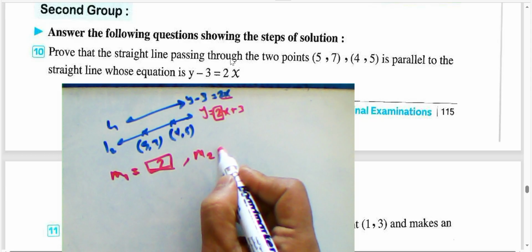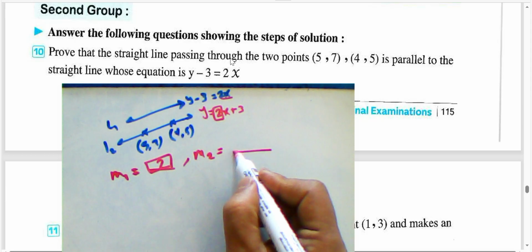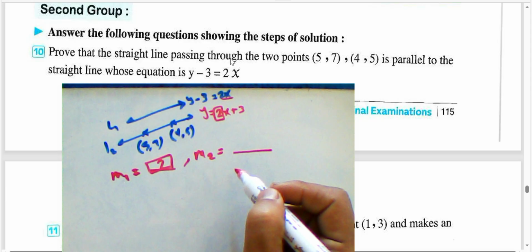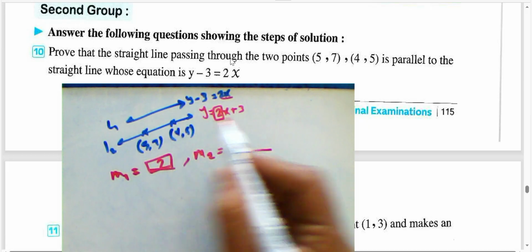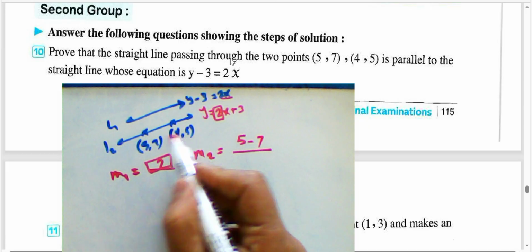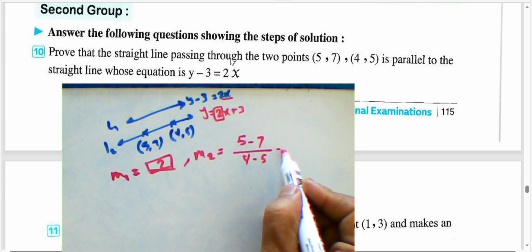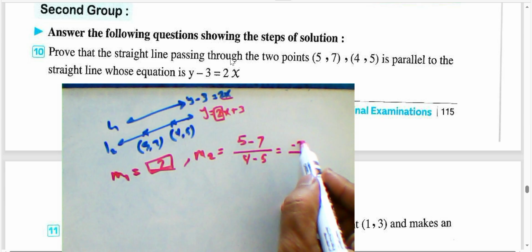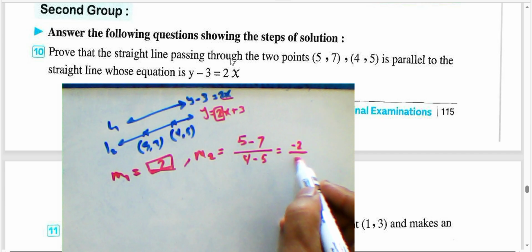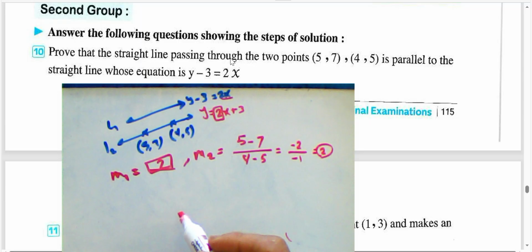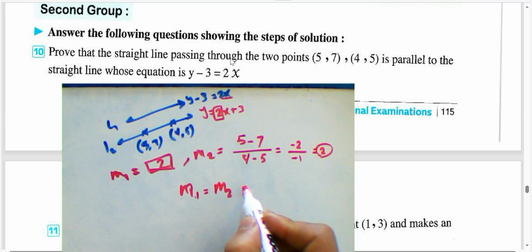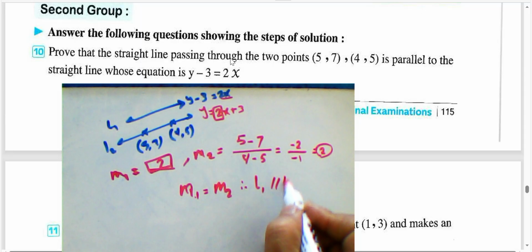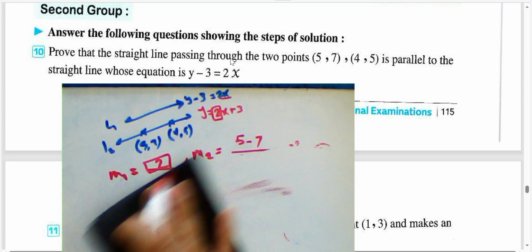And slope number 2, we can write slope 2 here using 2 points. We have (5, 7) and (4, 5). Slope 2 equals 5 minus 7 over 4 minus 5. 5 minus 7 equals negative 2, and 4 minus 5 equals negative 1. Then the slope here will be 2. Slope 1 is equivalent to slope 2. Then L1 is parallel to L2. Then the 2 straight lines here are parallel.